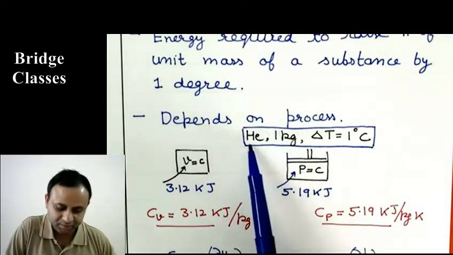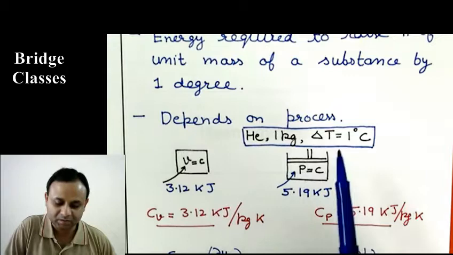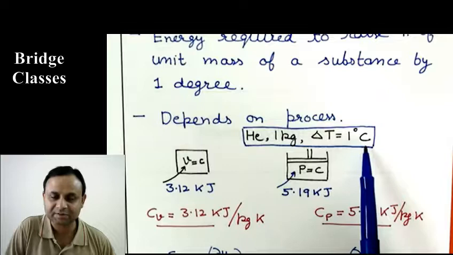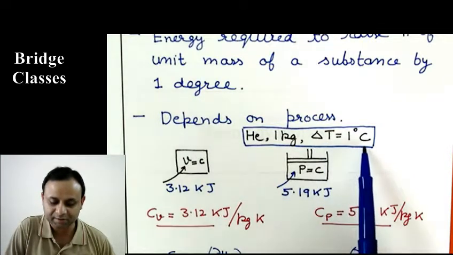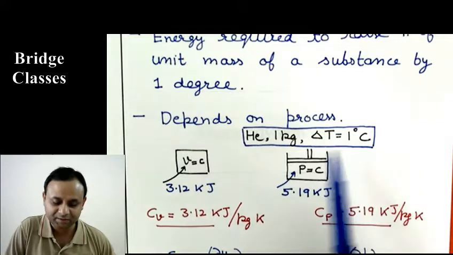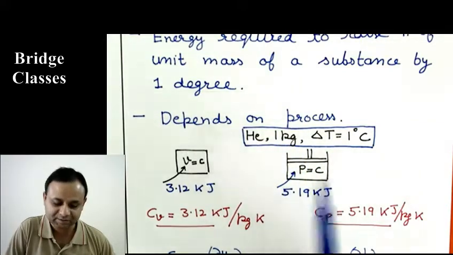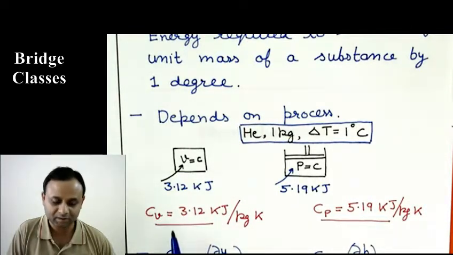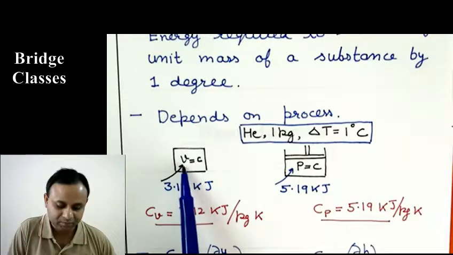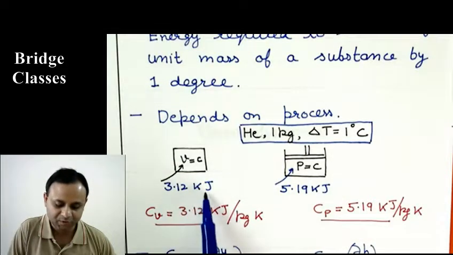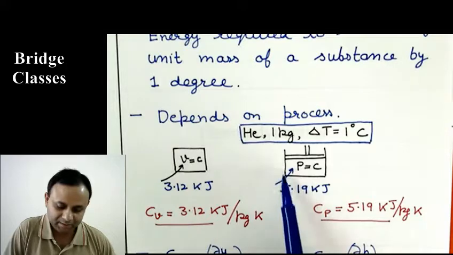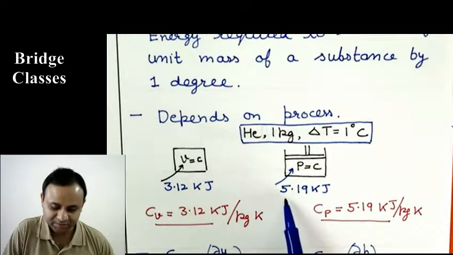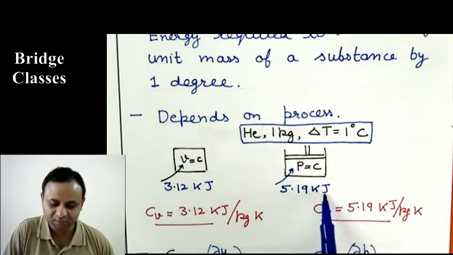If we take 1 kilogram of helium, and we want to increase its temperature by 1 degree C. Let us say its temperature is 25 degrees C, we want to increase it to 26. And we can do the process in different ways. So one possibility is if we are doing it at constant volume. It turns out that the amount of heat transfer required is 3.12 kilojoule. Another possibility is if we are doing it at constant pressure. For this case, the amount of heat transfer required is 5.19 kilojoule.